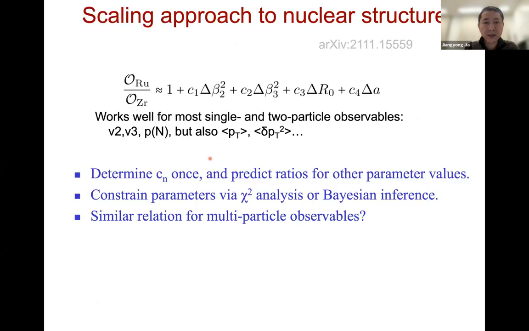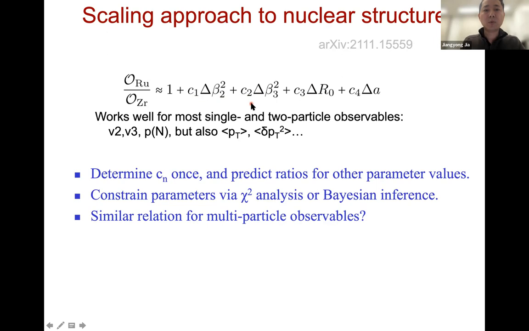So what this means is that we just need to determine this coefficient for a given hydro model. Once you determine this coefficient, you can predict the ratio for any other parameter values. What this implies is that you can apply a chi-square analysis and run a set of parameters, perform a chi-square analysis, and determine this coefficient simultaneously, and this will simplify your model prediction. And you can then use it once the parameters are fixed.